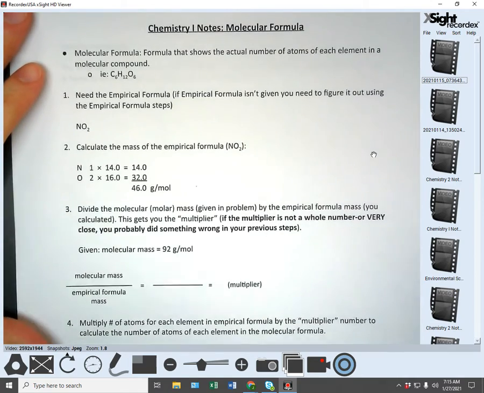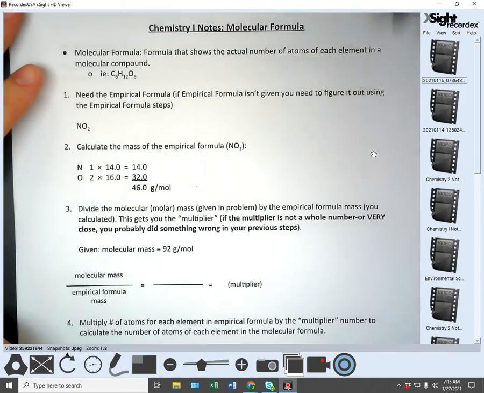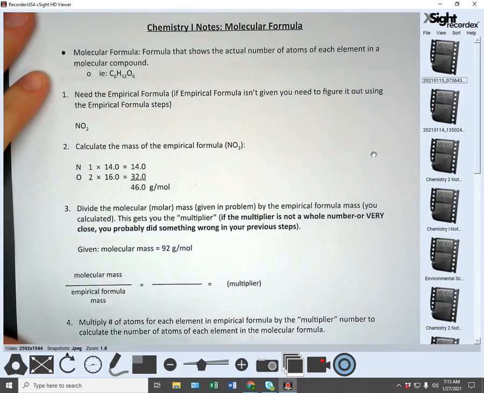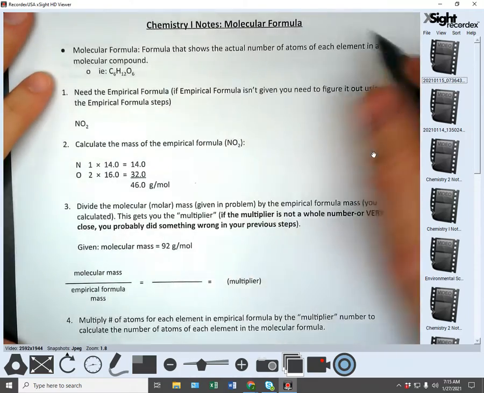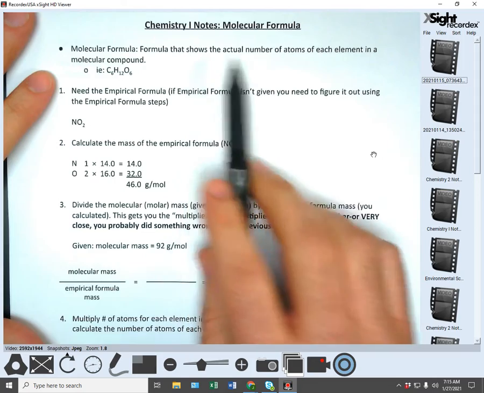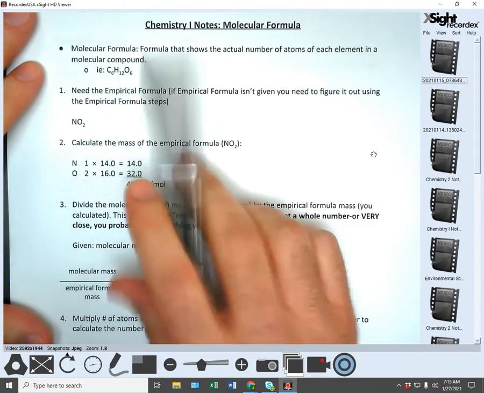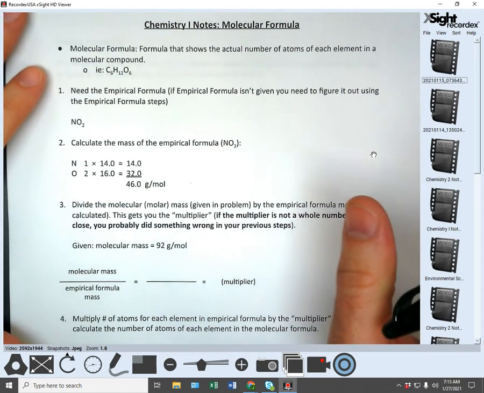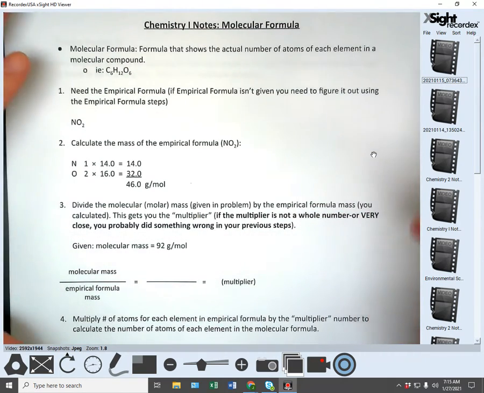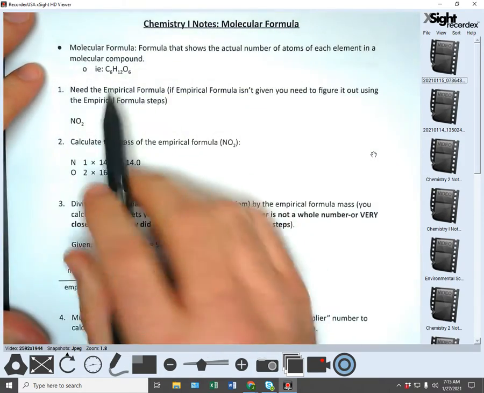So, yesterday we went through the information on how to calculate the empirical formula, right? And so today we're going to hit the molecular formula. So, what is a molecular formula? It's a formula that shows the actual number of atoms of each element in a molecular compound. So it's not reduced or anything. The empirical formula, remember, is the lowest whole number ratio. The molecular formula shows everything.